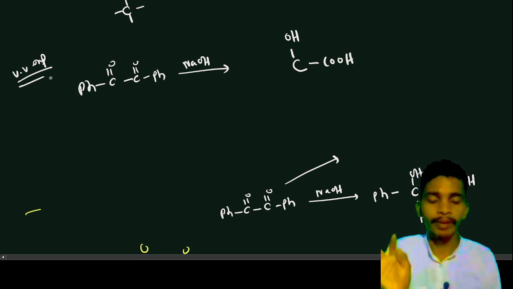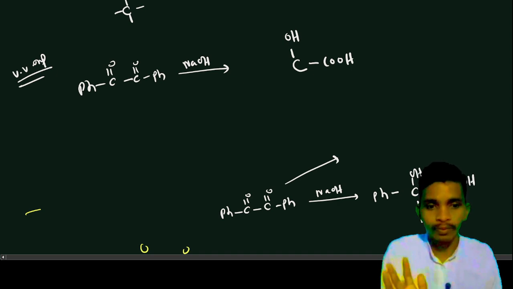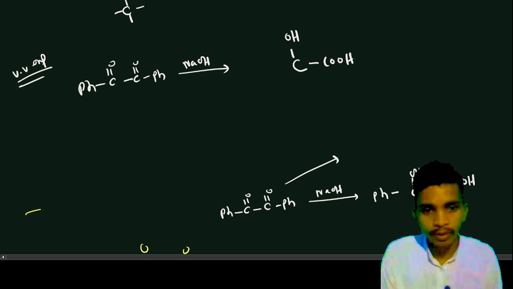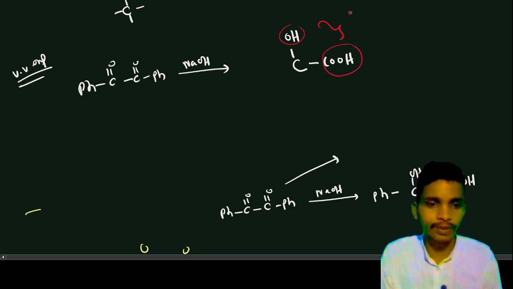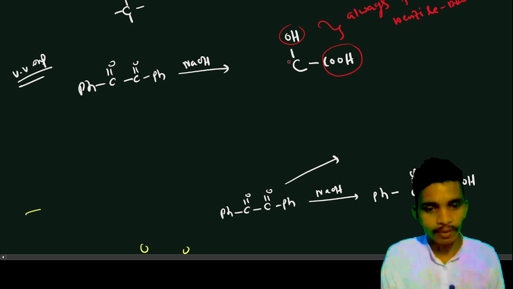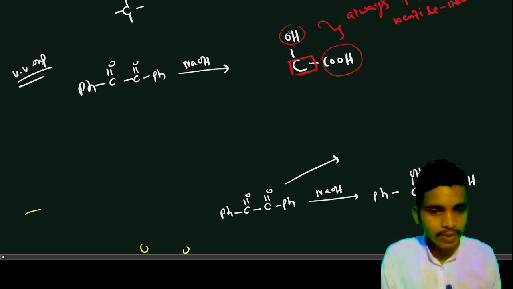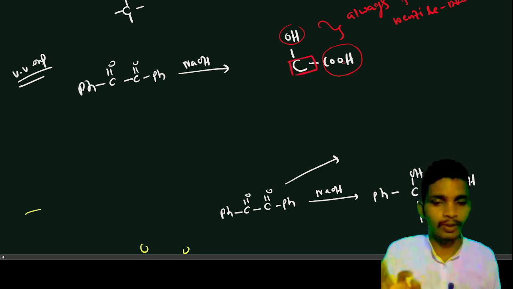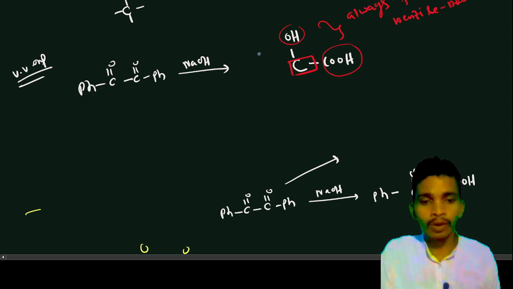In this benzilic rearrangement, one group will be the OH and the other group will be the COOH. This is always for benzilic rearrangement. So wherever you see benzilic rearrangement, take one carbon and attach one OH and on the other side COOH, and two bonds are remaining. So one bond and one bond.